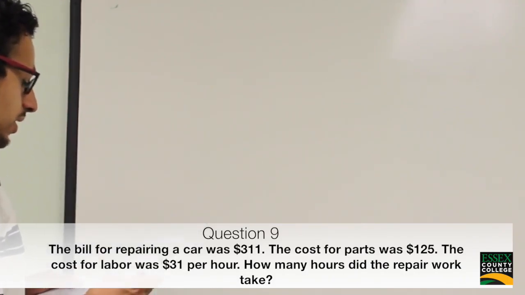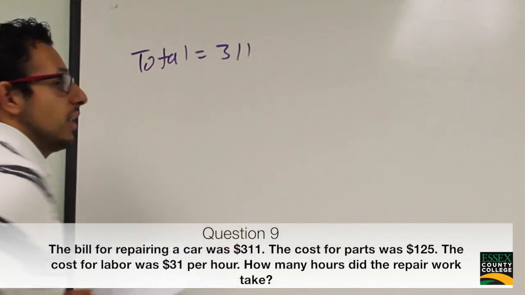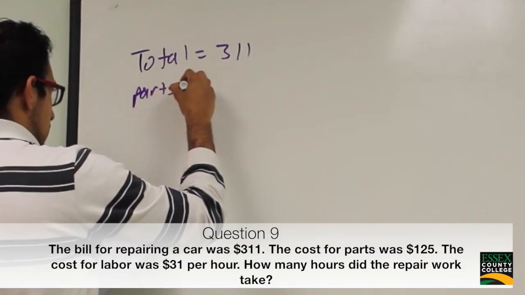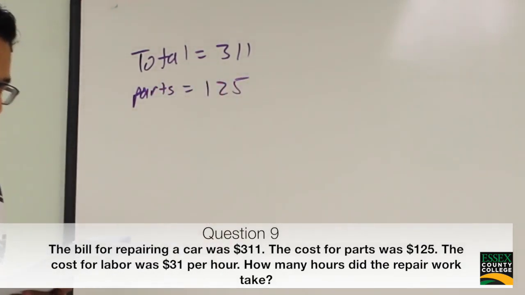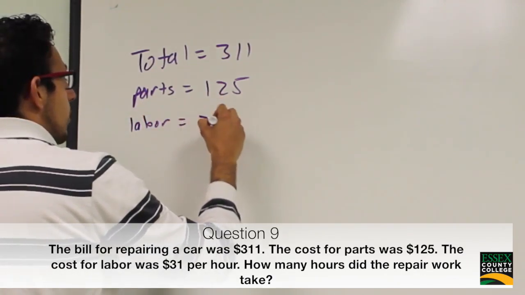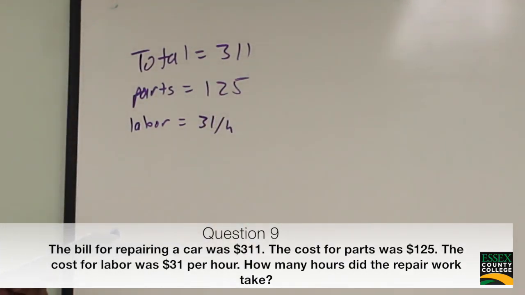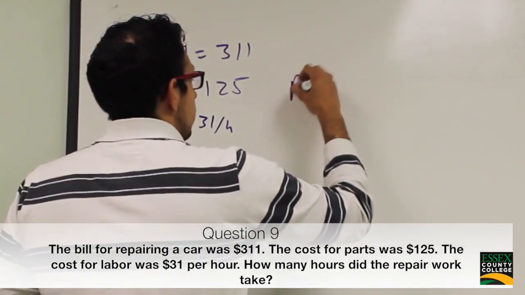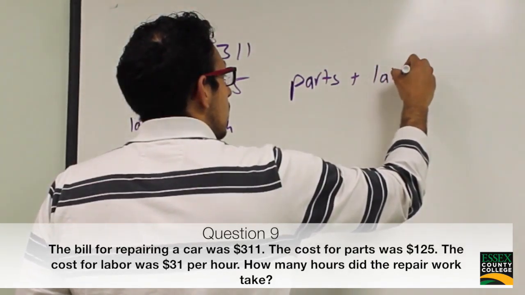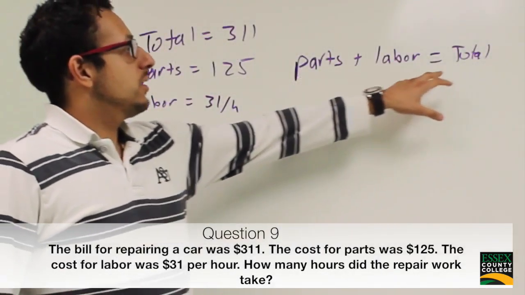So, we know the total bill is $311. The cost for parts is $125. And the labor is $31 per hour. So the equation is just going to be parts plus labor is equal to total.